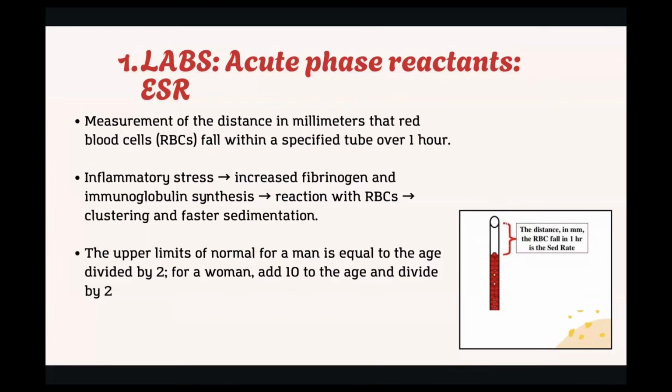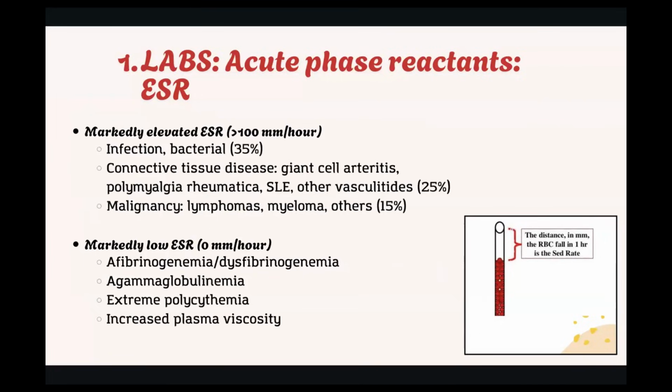So if the RBCs are sedimenting faster and the distance over here is higher, this shows that there is an inflammation in the body. Okay, the upper limit of normal for a man is equal to the age divided by 2. For a woman, we add 10 to the age and then we divide by 2. Okay, so important conditions where the ESR is going to be elevated. Obviously, any inflammation, as we said, so infection, mainly bacterial infections, connective tissue diseases, polymyalgia, SLE, and vasculitis, for example, in malignancies as well, lymphomas, myelomas, so basically any condition of inflammation in the body.